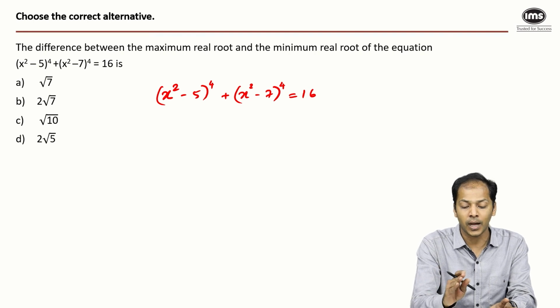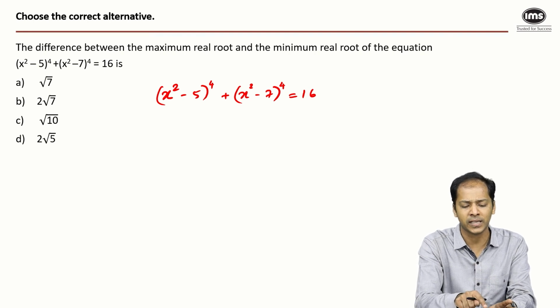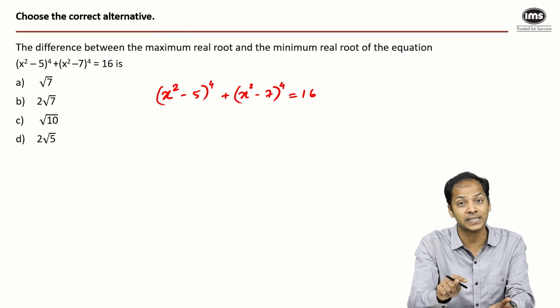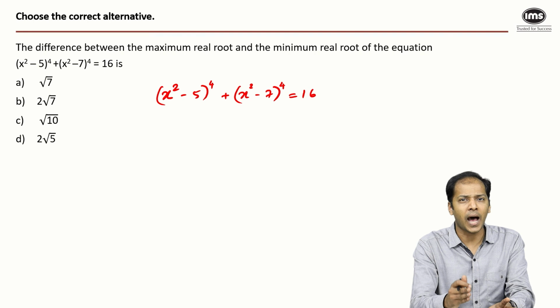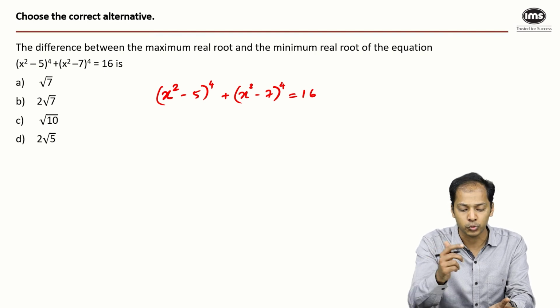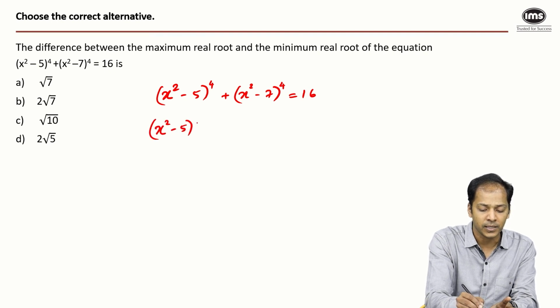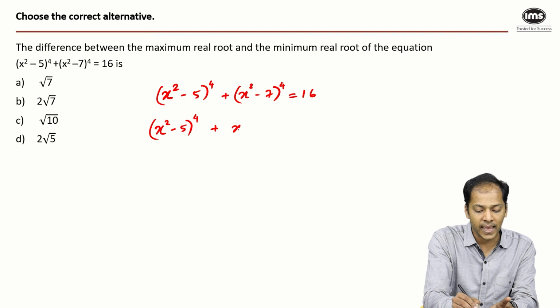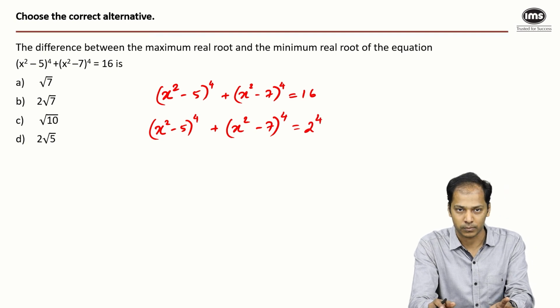The other thing which comes to my observation is that LHS has two terms which are raised to the power 4, that is (x² − 5)⁴ and (x² − 7)⁴. And if I observe carefully, the RHS is 16, which is also a perfect fourth power of 2. So I'll write it in that format itself. (x² − 5)⁴ + (x² − 7)⁴ is equal to 16, which is nothing but 2⁴.